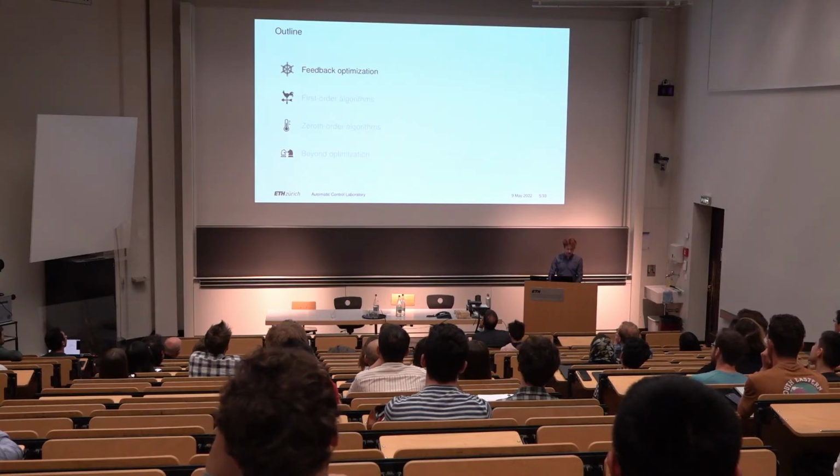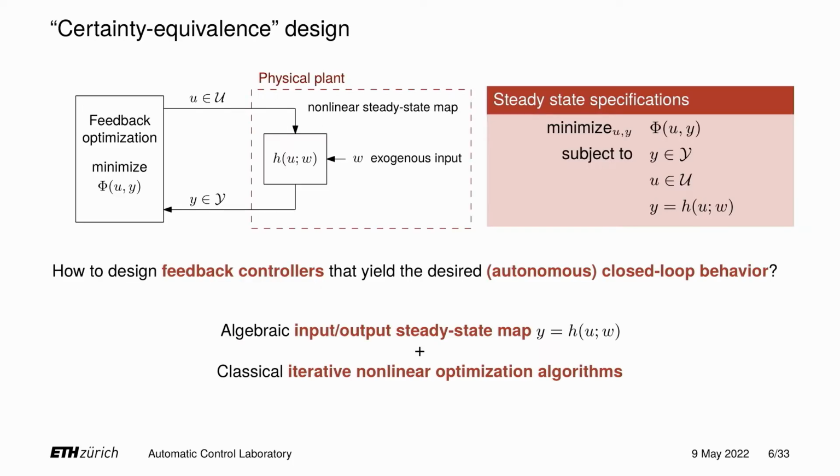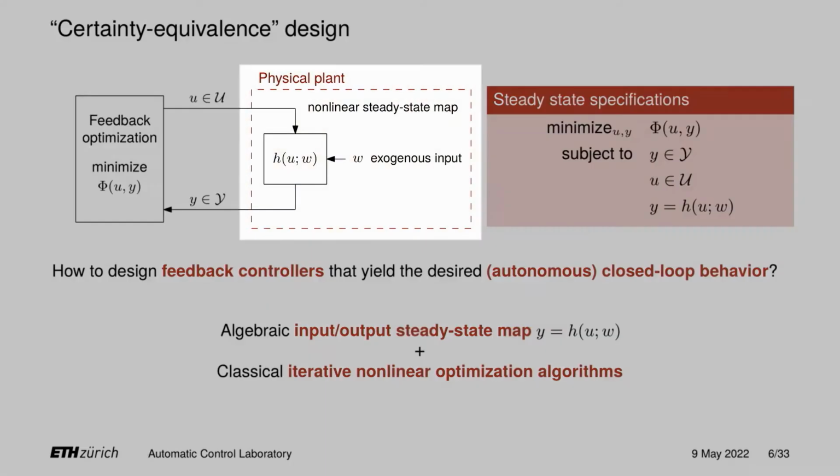Okay, so the recipe that I'm going to recommend in these slides for feedback optimization is actually, from the design point of view, pretty simple. It's based on some sort of certainty-equivalence approach. So the idea is that the physical plant that I told you is a nonlinear stable plant is replaced by the algebraic map. So this h(u, w) is telling you what are the outputs of the system given the inputs. Okay?